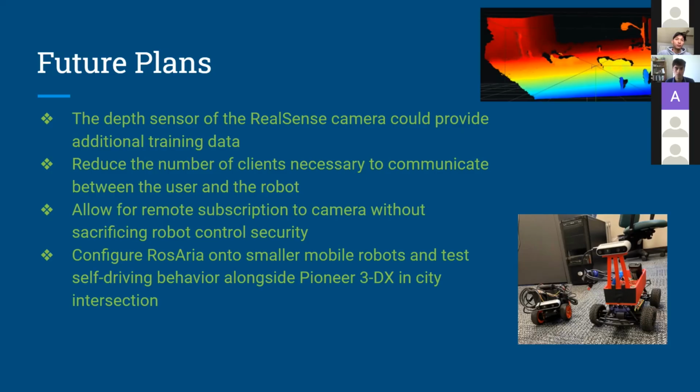And finally, we'd like to configure ROS ARIA and load ROS onto the smaller mobile robots pictured in the bottom right. These robots also have RealSense cameras attached. So if we could load the same packages that we loaded onto the Pioneer, then ideally we would have all 3 robots driving alongside each other in the smart model city intersection.